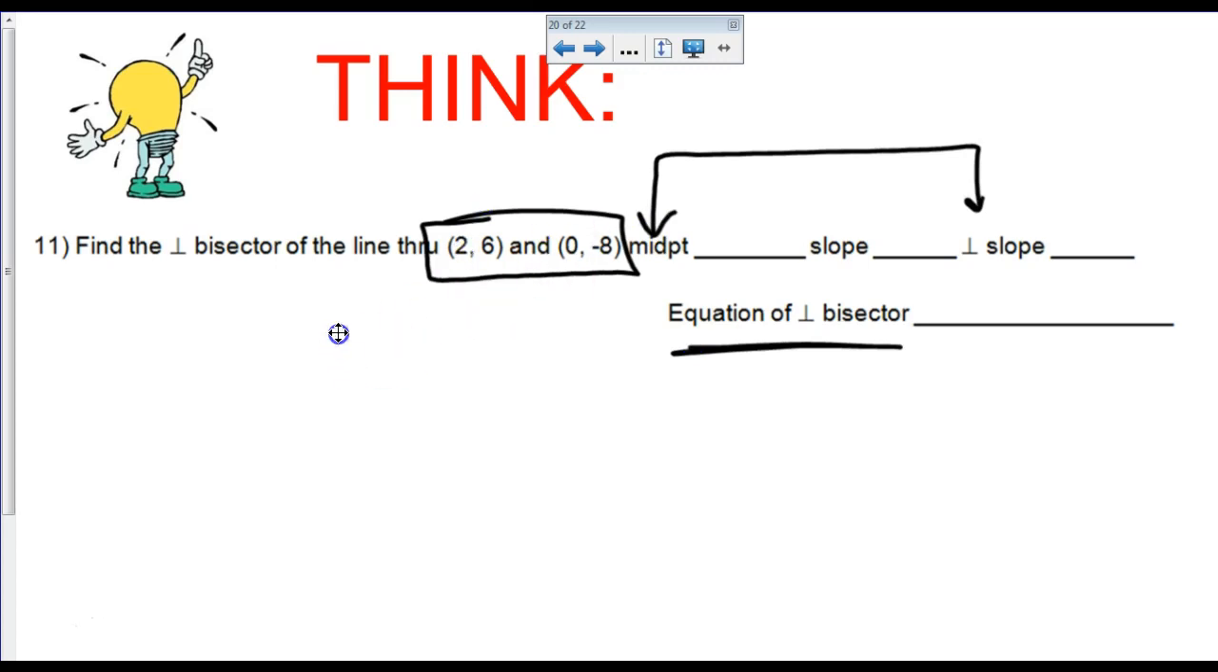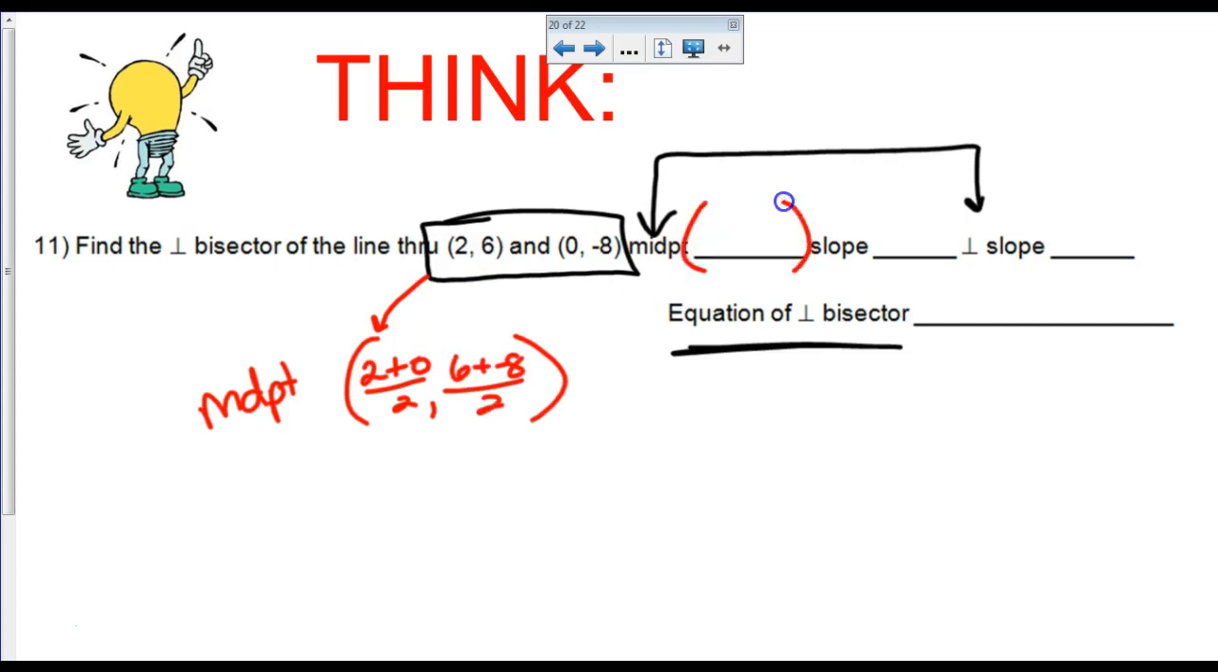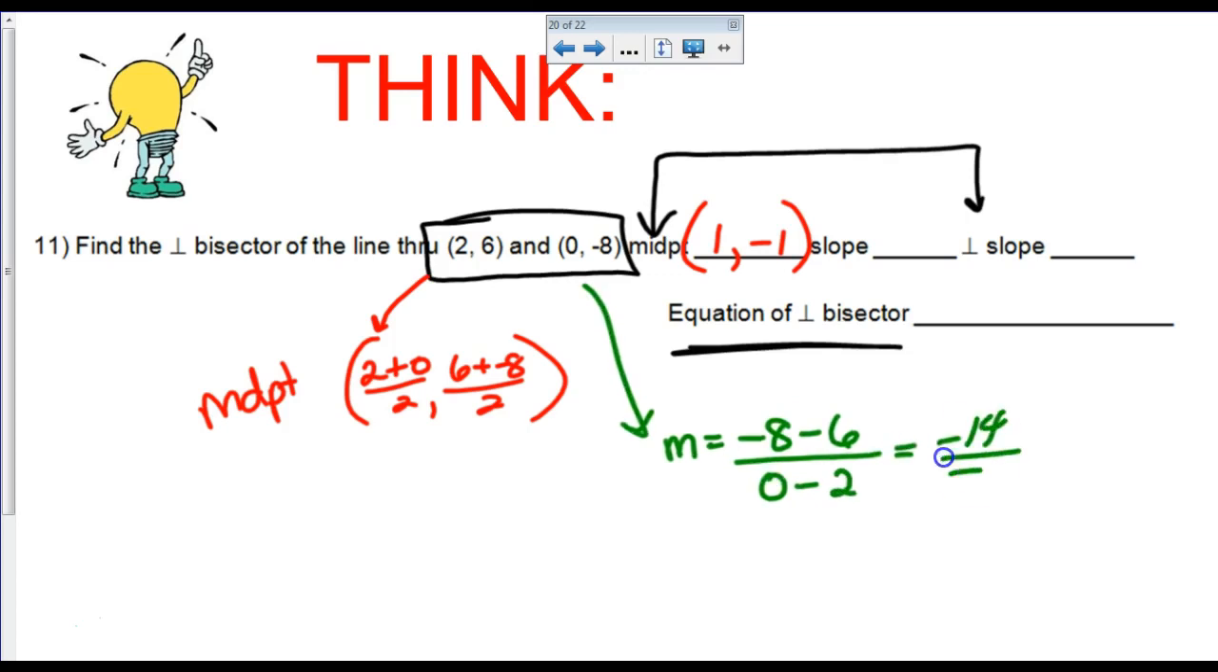Alright, here goes. Midpoint. Remember the midpoint formula is averaging the x's and averaging the y's. So 2 plus 0 cut in half, and then 6 plus -8 cut in half. So my midpoint is, let's see, 2 divided by 2 is 1, and -2 divided by 2 is -1. Okay. The slope is y2 minus y1 over x2 minus x1. So that's -14 over -2, so that's a 7. And if I'm perpendicular to that, my slope is -1/7.